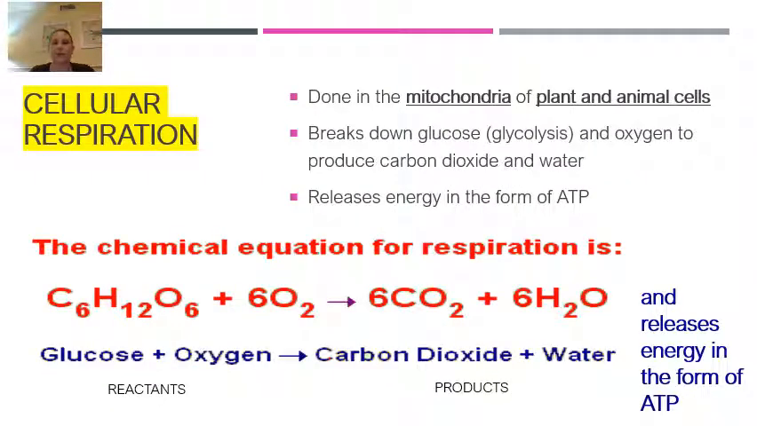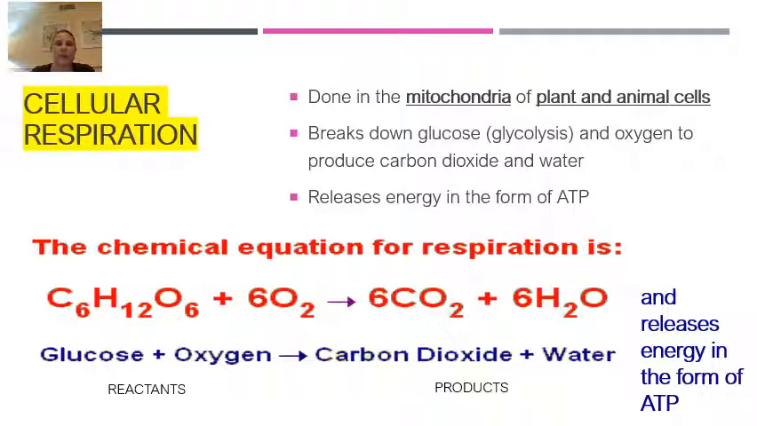Now we have cellular respiration. This is the opposite process. This is done in the mitochondria of both plant and animal cells. Yes, plants do photosynthesis. They make glucose and they make oxygen, but they need a way of breaking apart that glucose to get the ATP energy. So they also do cell respiration. So cell respiration breaks down glucose. That's called glycolysis. That's the breakdown of glucose. And oxygen to produce carbon dioxide and water.